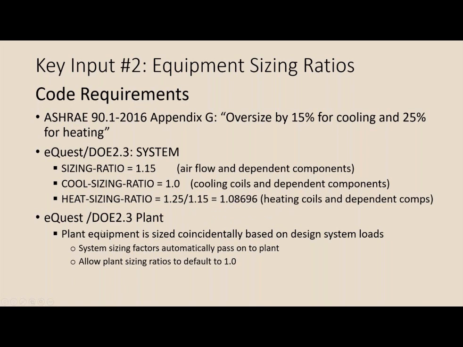For the central plant, the sizing ratios applied at the system level automatically get passed on to central plant equipment. So the sizing ratios that you use at the central plant would generally be set to 1 in order to have those same 15% and 25% sizing factors. And there is now this option to have the central plant coincidentally sized.